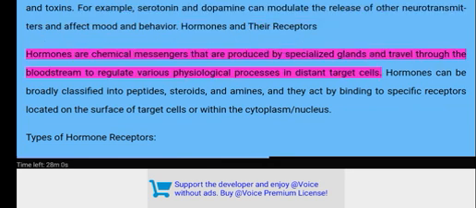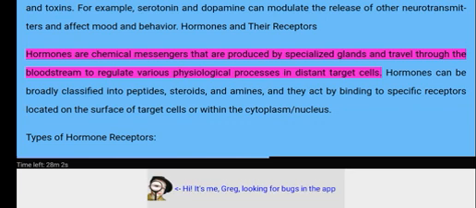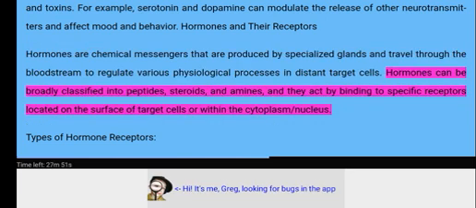Hormones and their receptors. Hormones are chemical messengers that are produced by specialized glands and travel through the bloodstream to regulate various physiological processes in distant target cells. Hormones can be broadly classified into peptides, steroids, and amines, and they act by binding to specific receptors located on the surface of target cells or within the cytoplasm or nucleus.